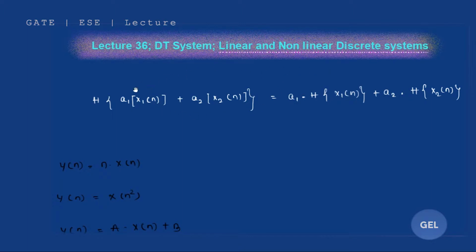There will be the same cases. If the entire transfer function of a1 x1 n plus a2 x2 n, that means I'm taking this entire thing as x of n, clear? I'm taking this entire thing as x of n as input, then that will be equal to a1 h of x1 n plus a2 h of x2 n. Remember the principle of homogeneity and superposition. So that will be regarded as linearity. For linearity, the system has to satisfy this condition.